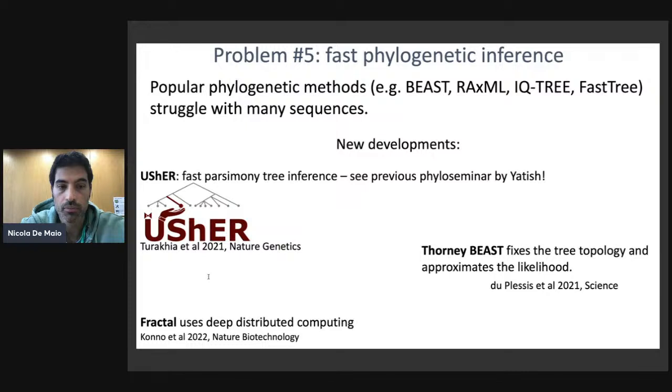So a very interesting new development has been UShER, again by Yatish Turakia. They discussed this in the previous phyloseminar. It's a parsimony approach, and it takes advantage of the scenario that we are in, which is basically short divergence, very, very short branches, to make inference very fast. Another development has been Thorney BEAST, which is basically an approximation in BEAST that allows you to have something like 10 times larger data sets.